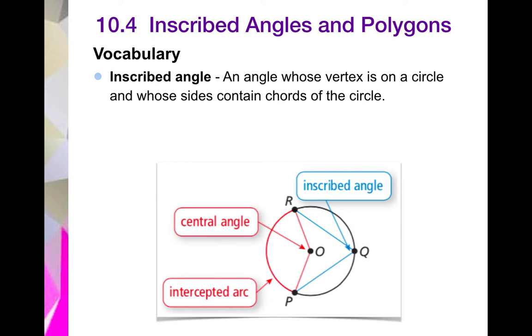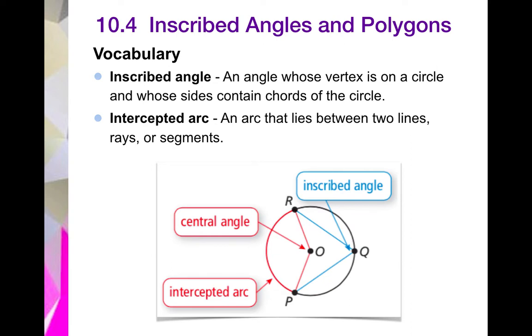Well, it's an angle whose vertex is on the circle, and then it radiates out chords to two places on the circle. So the inscribed angle is going to be from R to Q to P, where the vertex is on the circle. That's an inscribed angle. The intercepted arc is the arc that's on the other side of that angle. So I have RQP as my inscribed angle, and the intercepted arc is P up to R. That's the arc, intercepted arc.